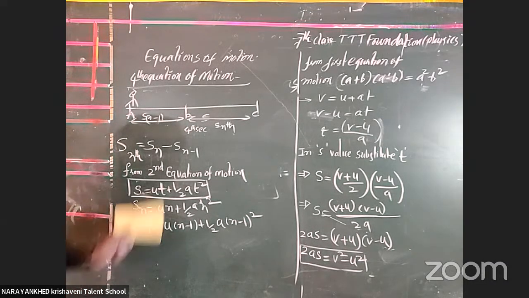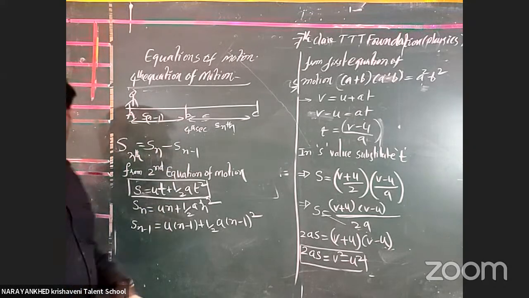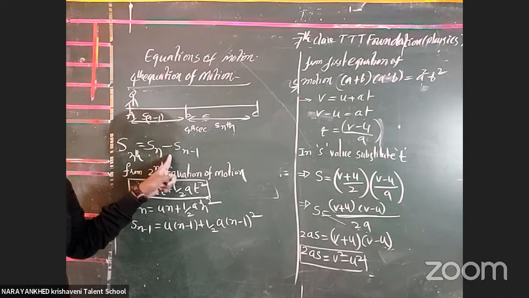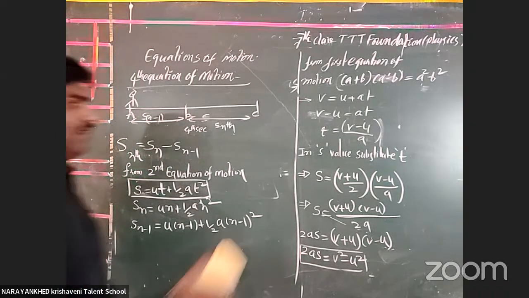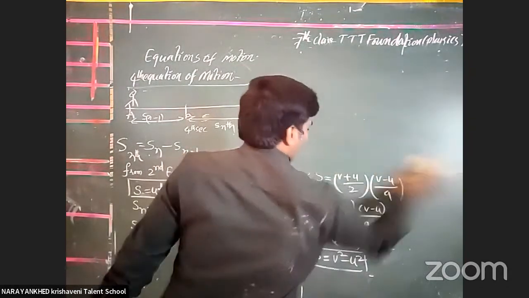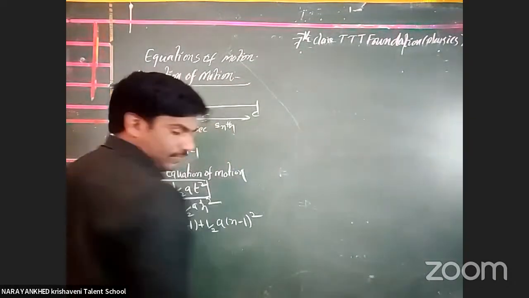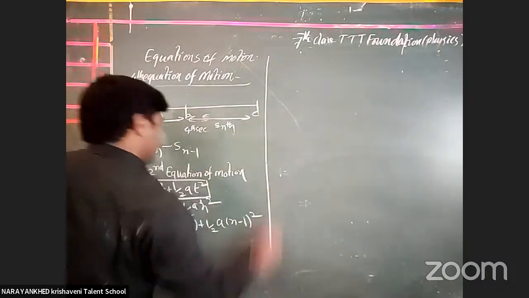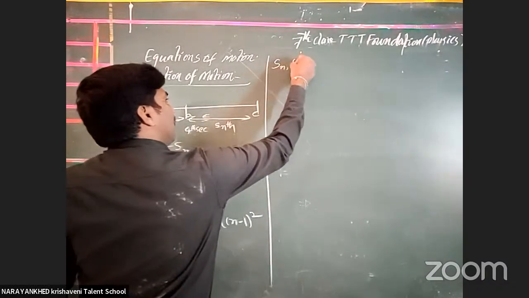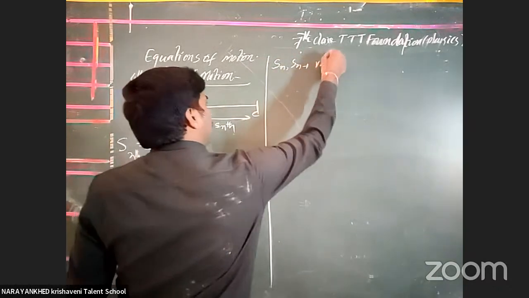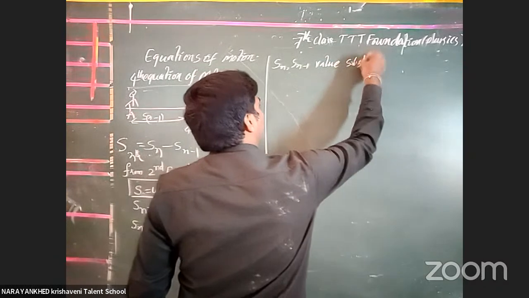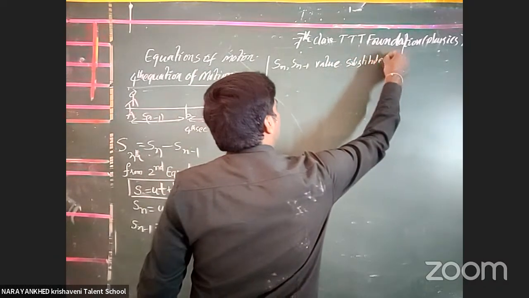Now these values are substituted in this equation. Sn as well as Sn minus 1 are substituted in this equation. You'll get the S in 1 second. What do you get now? You have to substitute first. What you have to take here: Sn and Sn minus 1 values. Substitute in Sn.